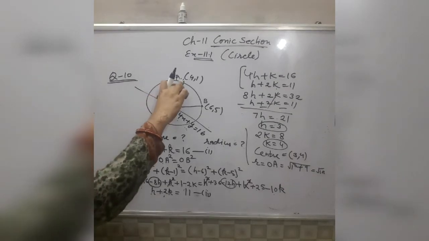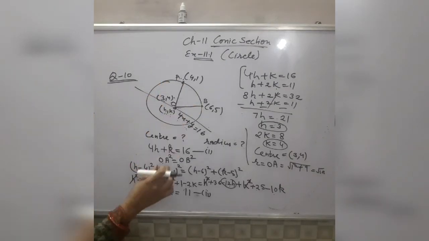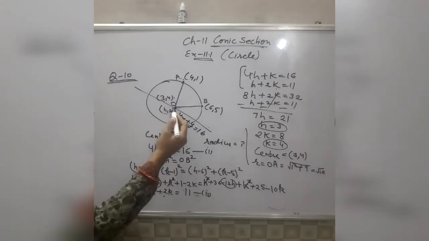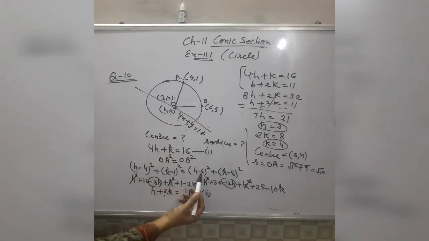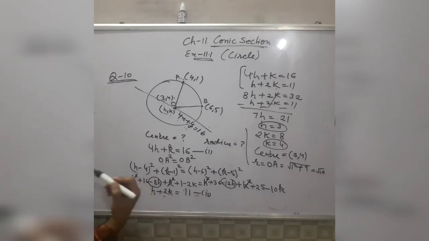Now OA is the radius and OB is also a radius, so OA is equal to OB. Taking square on both sides, OA square is equal to OB square. Then by using the distance formula you will get this result, and when you simplify it, you will get one more equation in h and k.